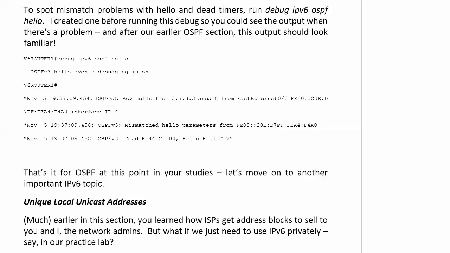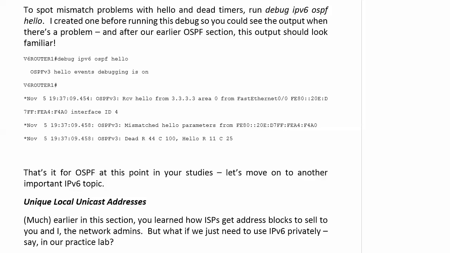It starts at IANA, then the RIRs get the smaller blocks, and the ISPs get their even smaller blocks from them, and then the ISPs keep on subnetting and then sell us the address blocks. But what if we just need to use version 6 on a private basis right now, say in a practice lab? If you've got a lab, do you need to call somebody to get some version 6 addresses to use?